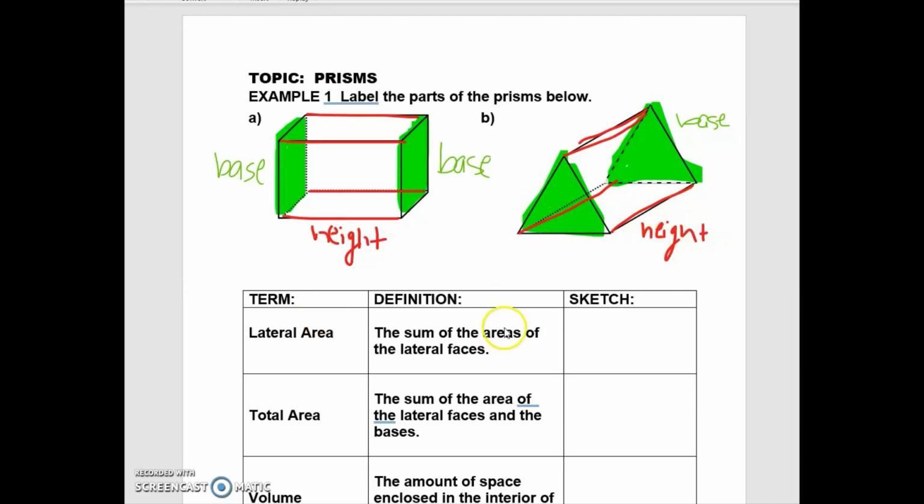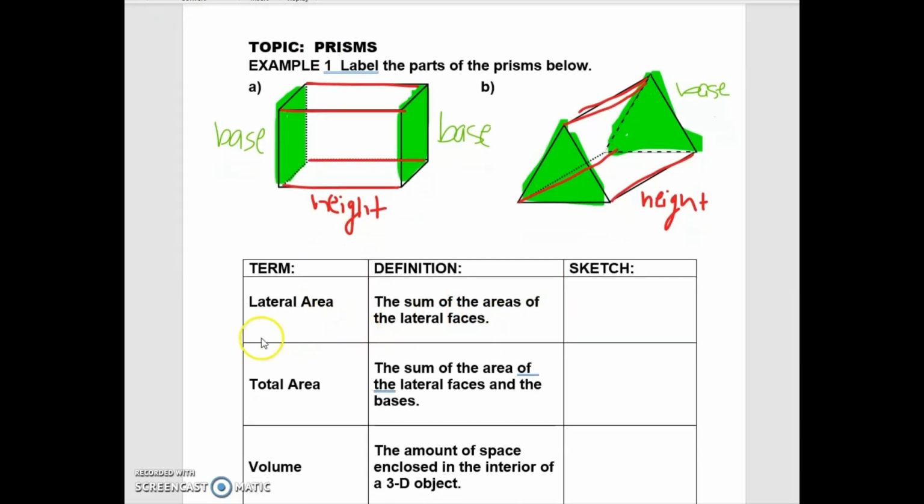Now that we know this information, we can use it to find these things down here. So lateral area is the sum of the areas of the lateral faces. Okay, the lateral faces are these faces on the side. So these three rectangles that connect the triangles, these are the lateral. These with the red lines that go around, these are the lateral.